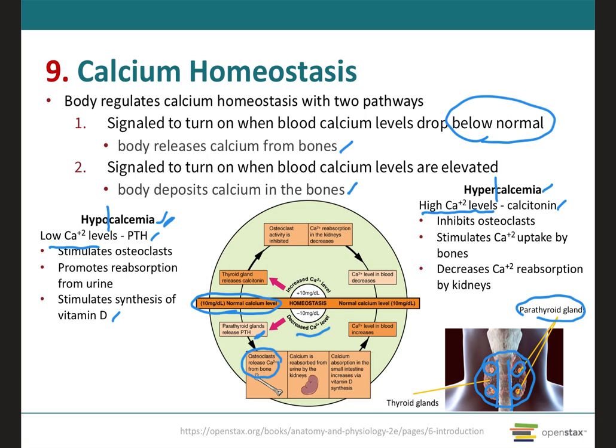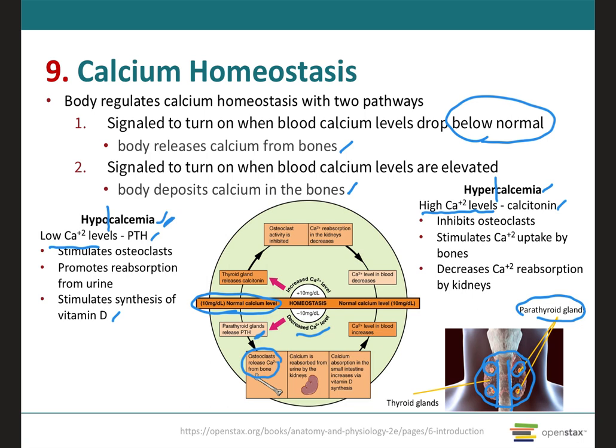Remember that osteoclasts are the chewing bone cells. If they are chewing up the bone, they are causing a demineralization process which will release calcium into the blood. In other words, these cells are removing calcium from the bone to make it available in the bloodstream.